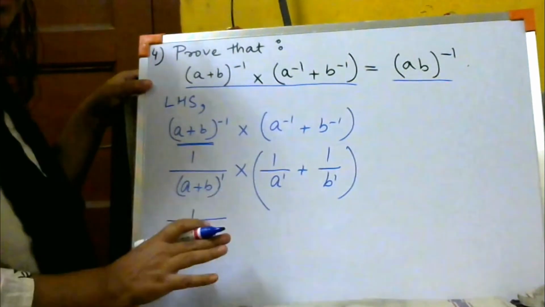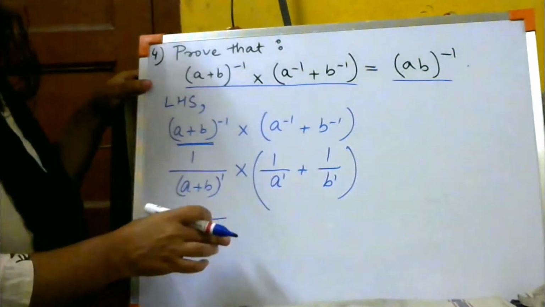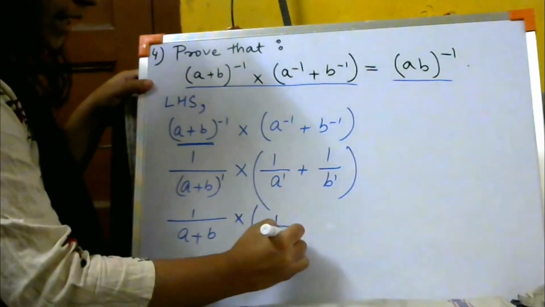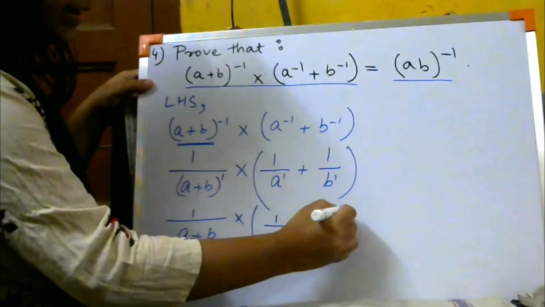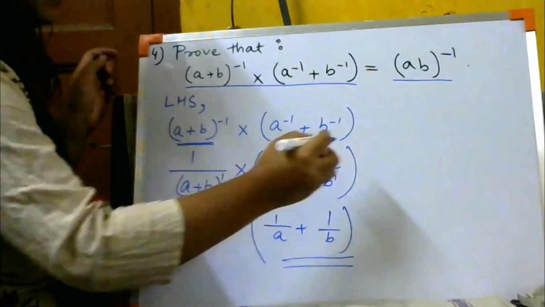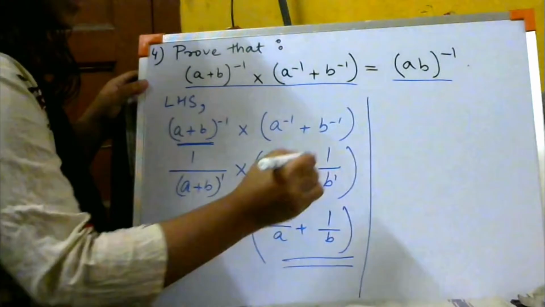बार बार to the power 1 लिखने की जरूरत नहीं. To the power 1 मतलब एक ही बार है. Into यहाँ पे नीचे 1 by a plus 1 by b है ना. Now we are going to solve this bracketed portion. कैसे करने वाले हैं देखते हैं.